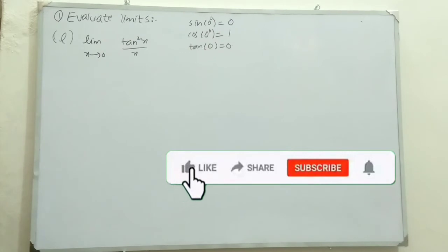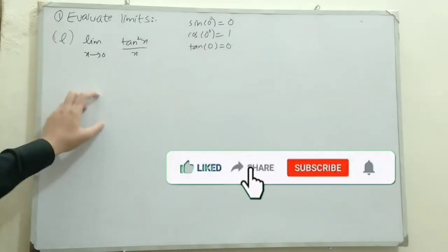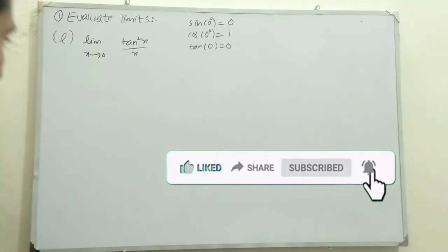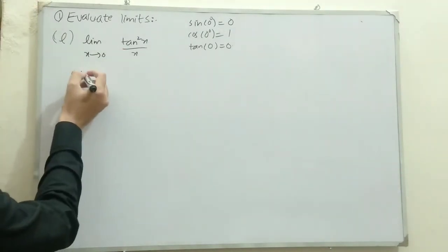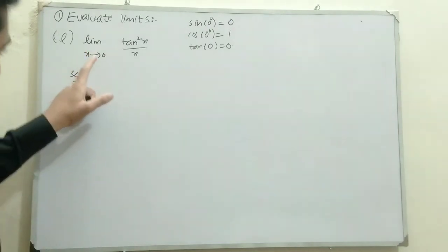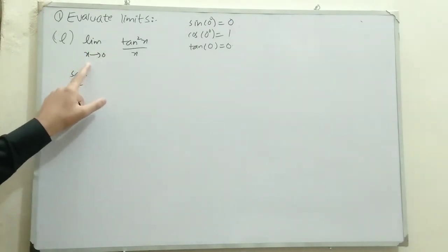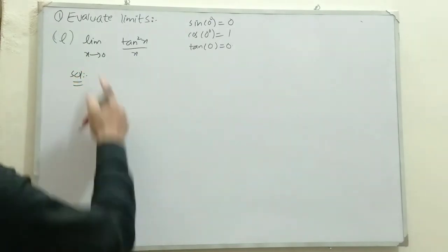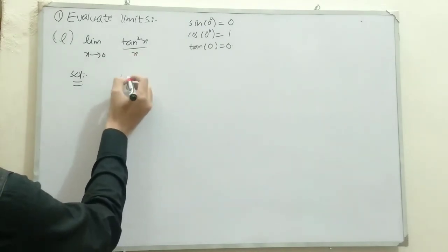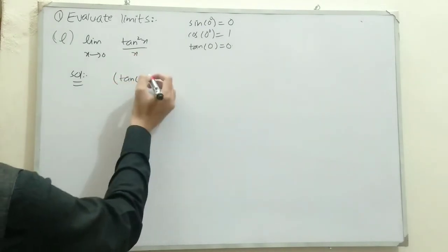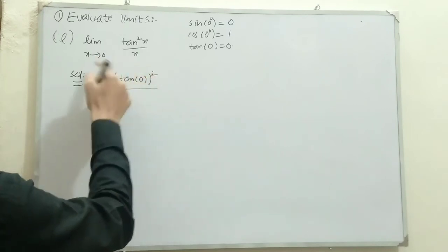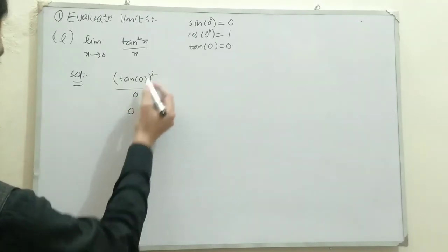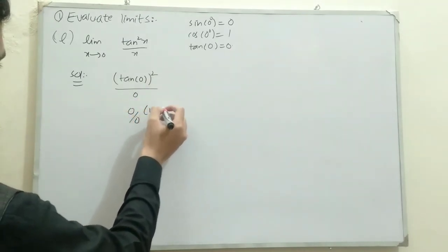Now move to the last part of today's lecture, part L of question number 1. It tells us: limit x approaches 0, find the value of tangent square x divided by x. So move towards the solution of this problem L. Limit x approaches 0 means that the value of x moves towards 0. It is very close to 0. So we will put the value of 0 in this fraction. It becomes tangent 0 whole square divided by 0. You know that tangent 0 is equal to 0. It becomes 0 square gives us 0 divided by 0. This is an indeterminate form again.